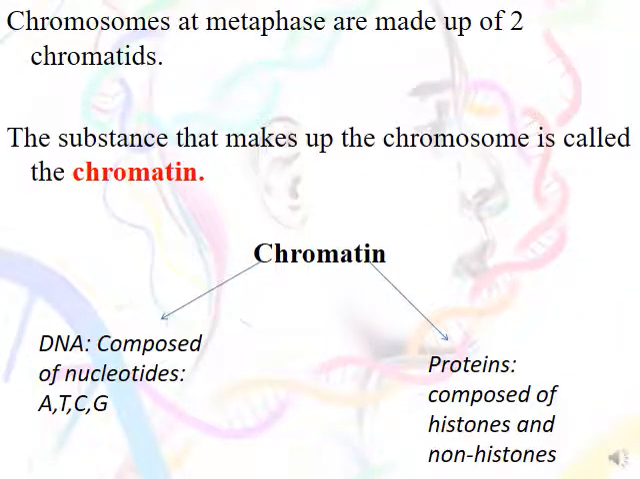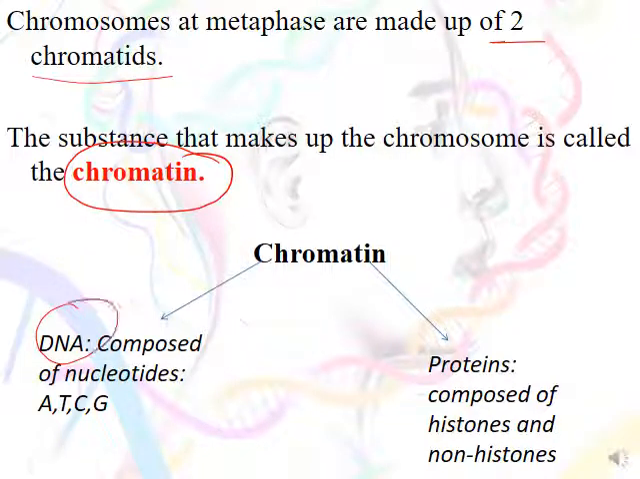So chromosomes, as we know, at metaphase are made up of two chromatids. As you know, the substance that makes up the chromosome is called chromatin. That's divided into DNA, which, as we know, is composed of nucleotides A, T, C, and G: adenine, thymine, cytosine, and guanine, and proteins composed of histones and non-histones.